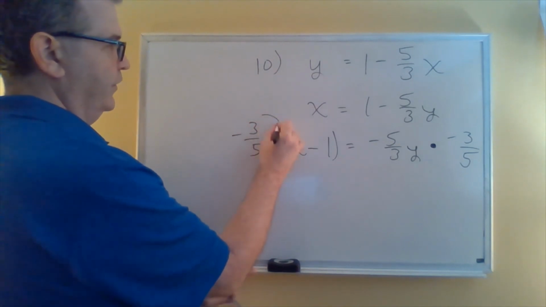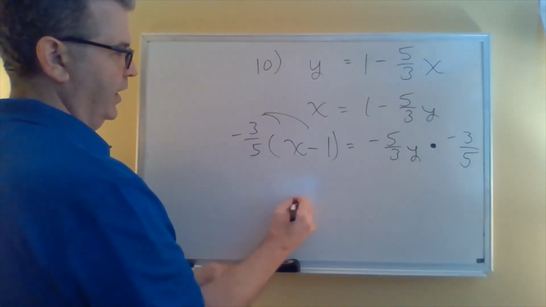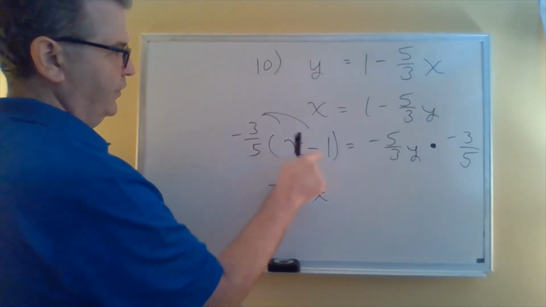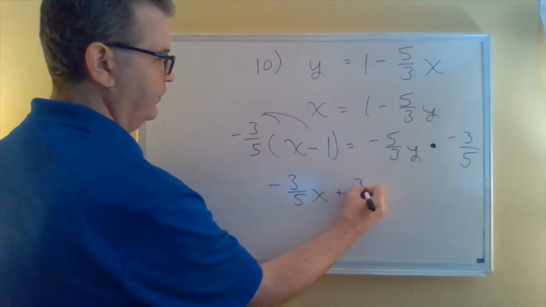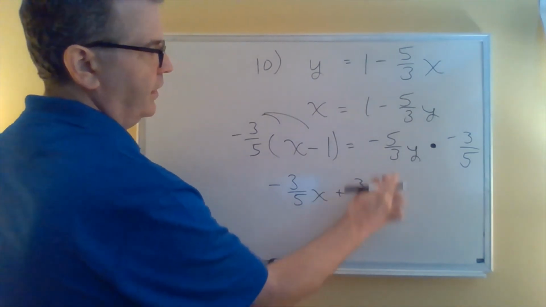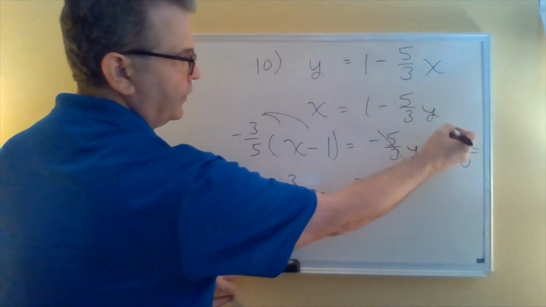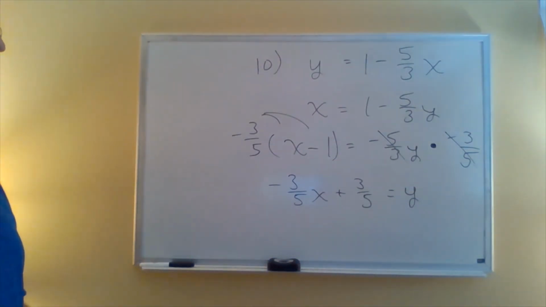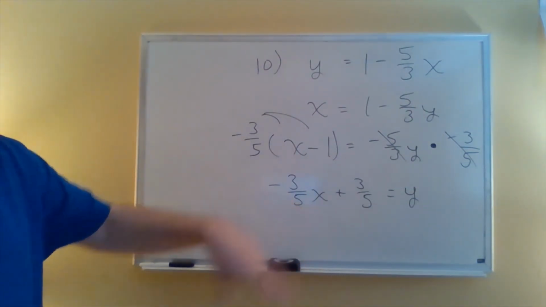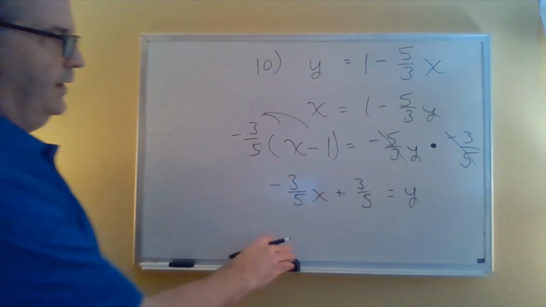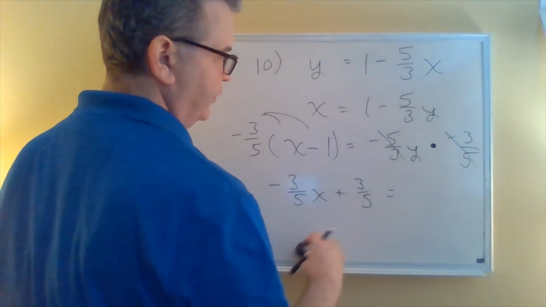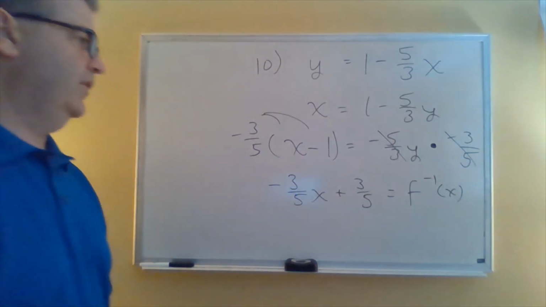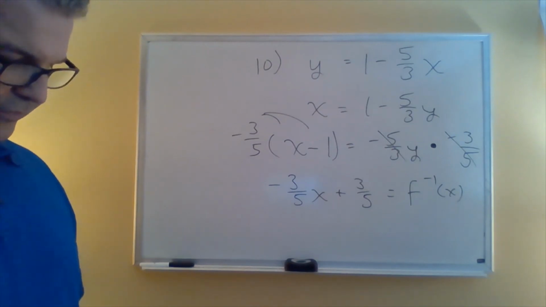So now it just becomes a distribution problem. Negative 3/5 times x is negative 3/5 x. Negative 3/5 times negative 1 is a positive 3/5. On my right side, the negative 5/3 and the negative 3/5 cancel out. So I have just y. Okay, so y equals negative 3/5 x plus 3/5. But I need to change this back to the proper notation. So the inverse of x is equal to negative 3/5 x plus 3/5.